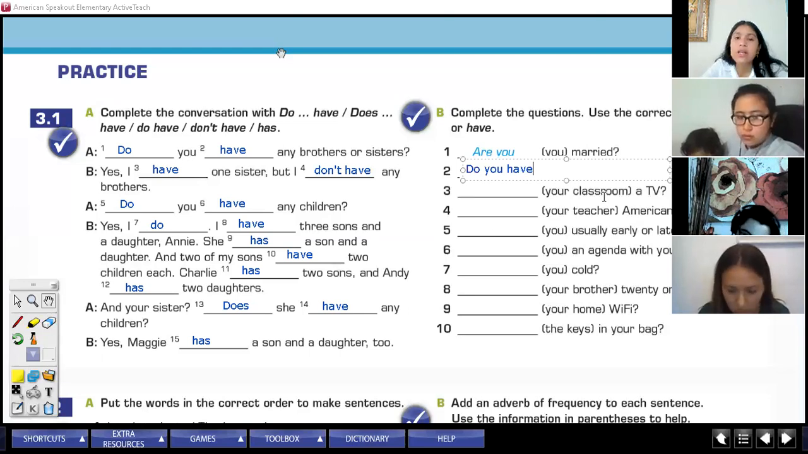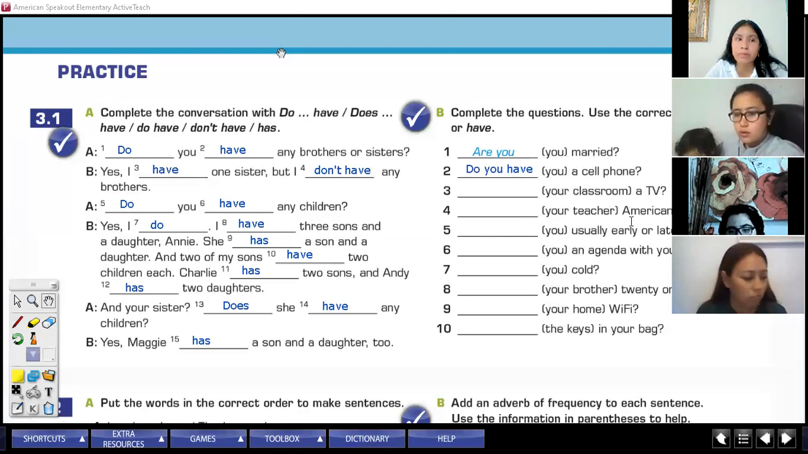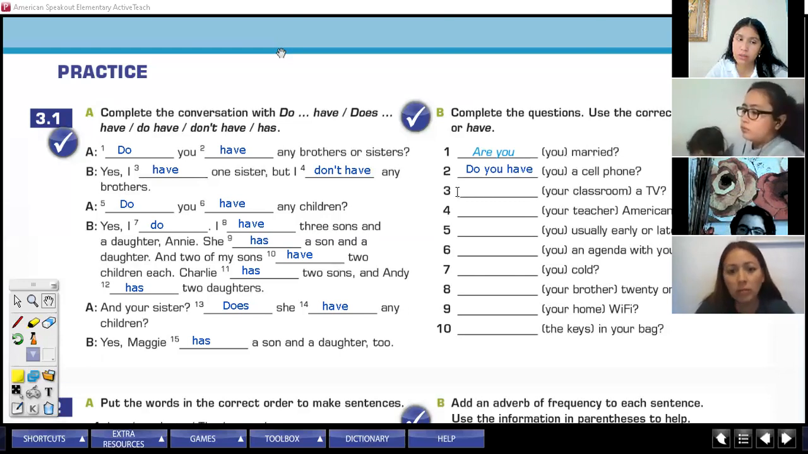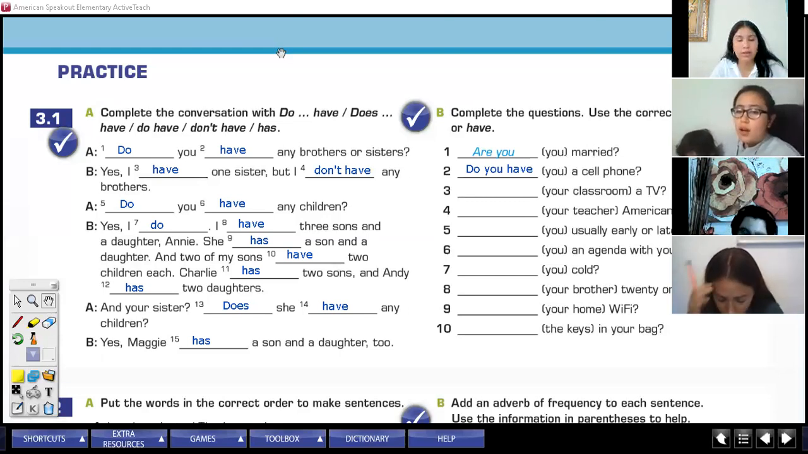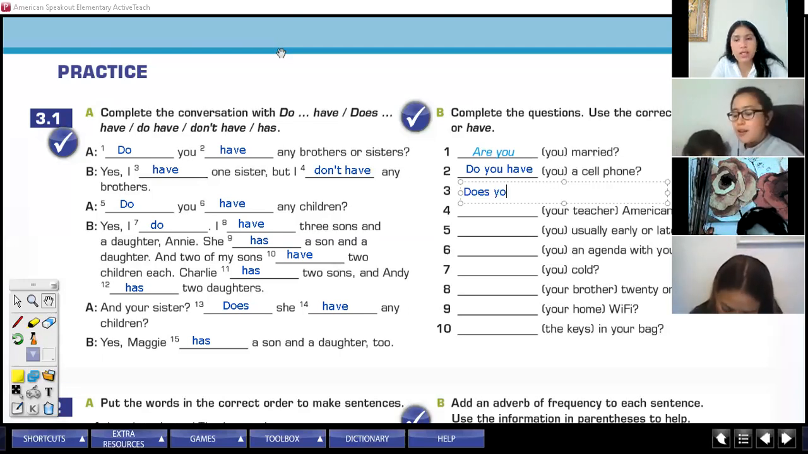Number 3, it says your classroom. We're talking about a classroom. A classroom is a thing. So a TV, what is the question here? Do you have a TV on your classroom? Could be do you have, but we're talking about the classroom. So does your classroom, does your classroom have a TV?